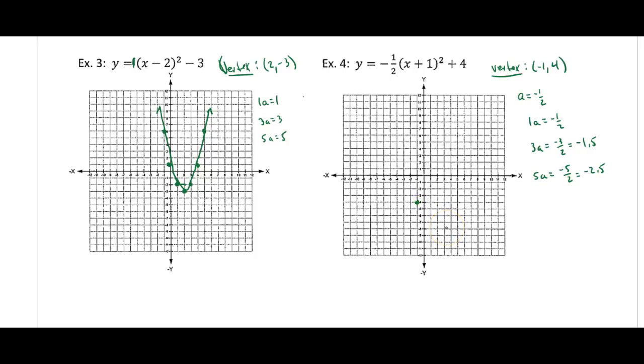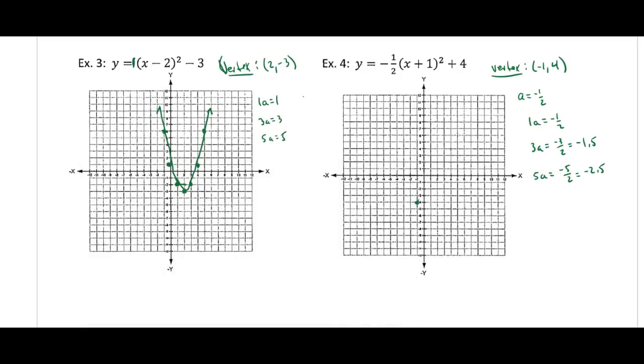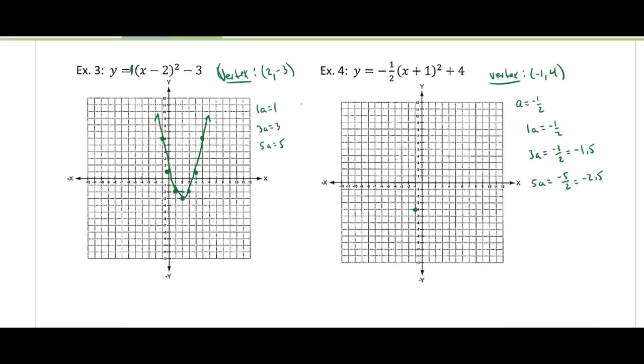Now what you have to understand here is since A is negative, I know this parabola is going to open down. So now my steps are going to be from the vertex, I'm going to go over 1, but I'm going to go down 1/2 because that's 1A. And I'm going to go over 1, down 1.5. So what I do is I go down the half first and then a full 1. Then I'm going to go over 1, down 2.5.